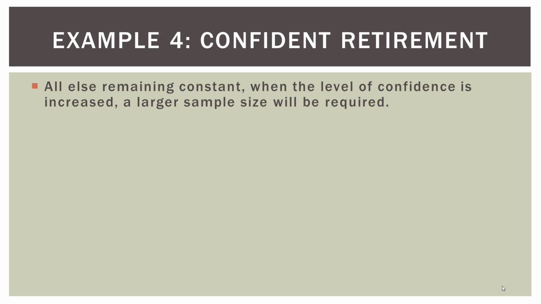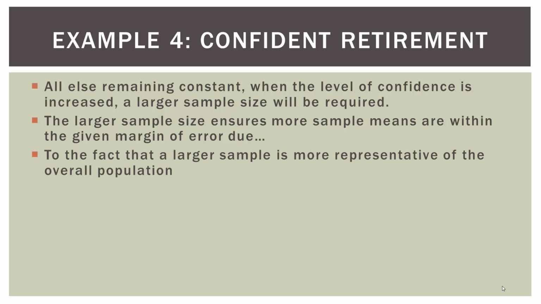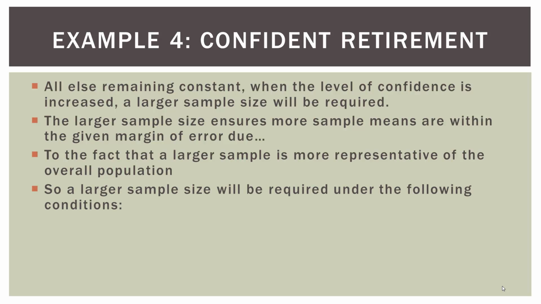So, all else remaining constant, when the level of confidence is increased, a larger sample size will be required. Because we're saying that more and more of our samples have to contain the population mean. So to do that, we have to take larger samples, make them more representative of the overall population. So a larger sample size ensures more sample means are within the given margin of error, due to the fact that larger samples are more representative of the overall population.